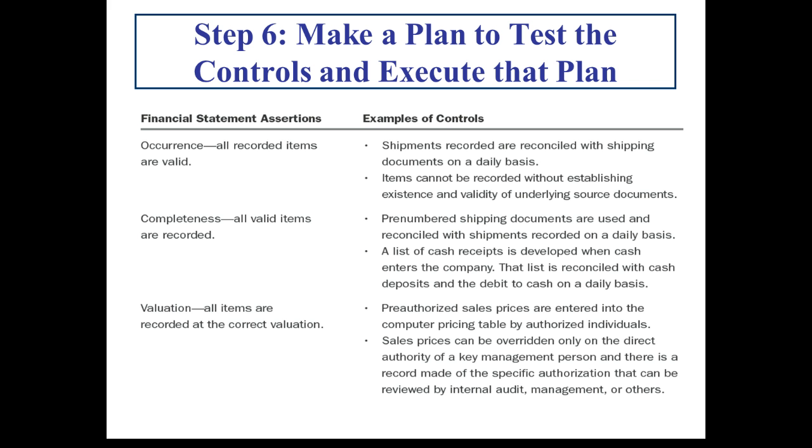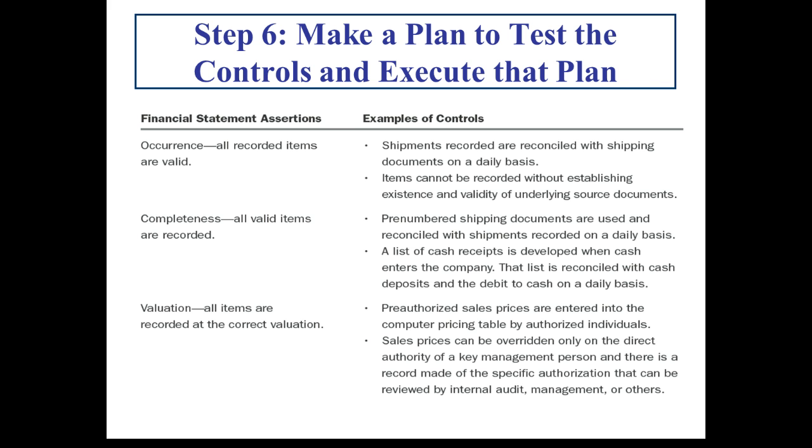Another one, is it complete? Are all items recorded? Occurrences, are all items that are recorded really valid? Are they really true sales or shipments? Completeness means, are all valid items really recorded? Did we maybe leave out something? How do we know we have all expenses in there? Okay? Did we really record all valid transactions?